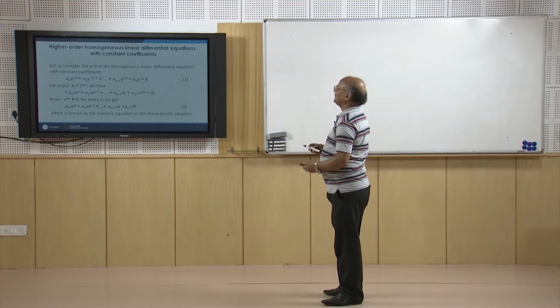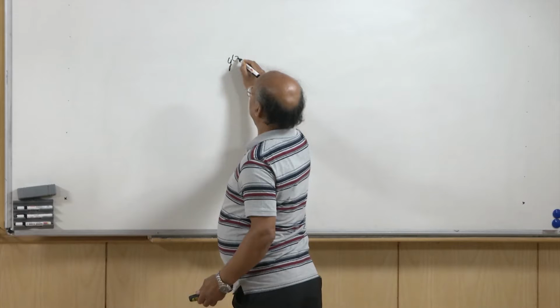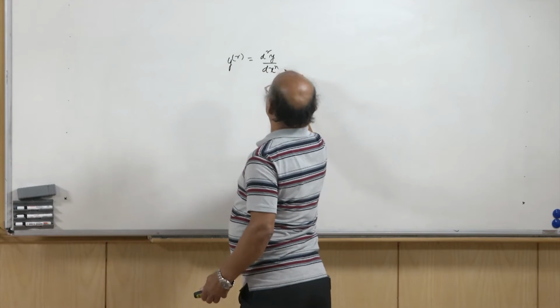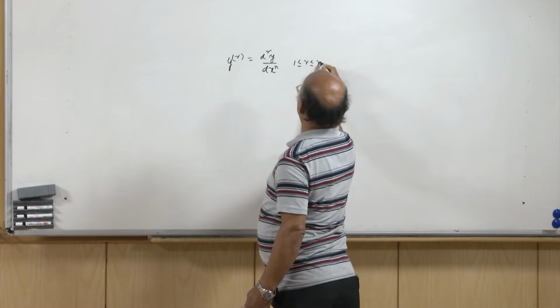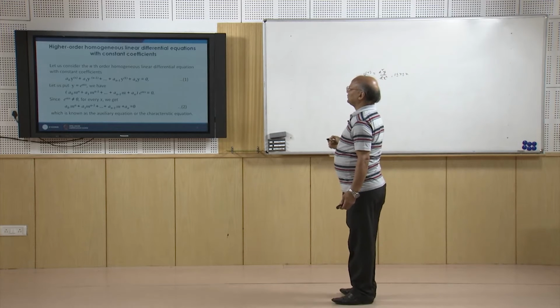So let us consider the nth order homogeneous linear differential equation with constant coefficients: a0 y^(n) plus a1 y^(n-1) plus a2 y^(n-2) and so on, plus a_(n-1) y' plus a_n y equal to 0, where a0, a1, a2, ..., a_(n-1), a_n are constant coefficients and y^(r) denotes the rth derivative of y with respect to x, so 1 less than or equal to r less than or equal to n. This is the notation for the derivatives of y with respect to x.